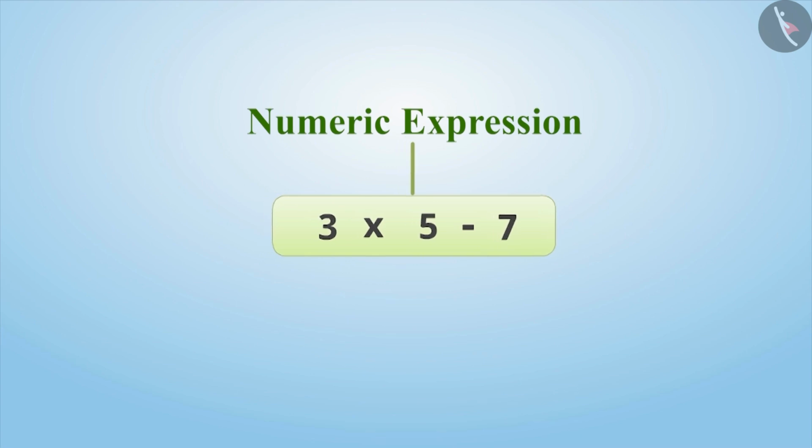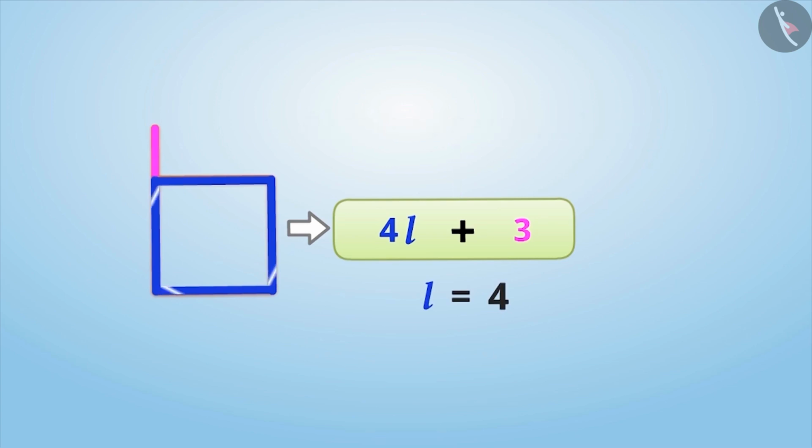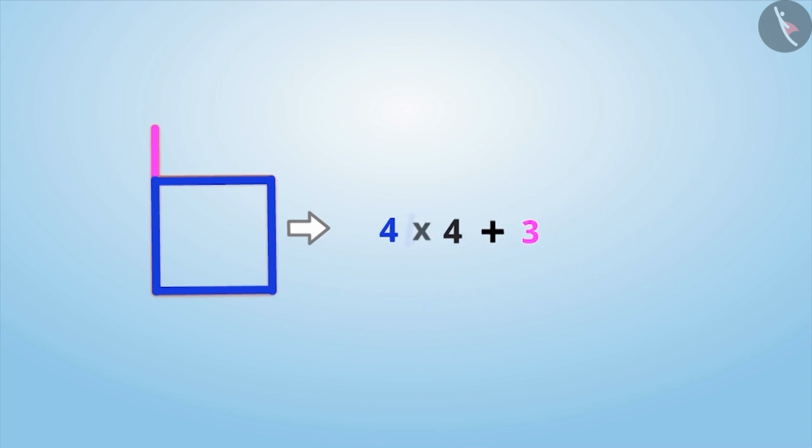But when we talk of variables, then their values are not fixed. And so for this reason, their values cannot be obtained. But one point here is definite, that if the value of the variable is given, then the value of the algebraic expression can also be obtained. For example, if the measure L is 4 cm, then we can substitute this value in the algebraic expression and solve it. This will give us the length of the wire as 19 centimeters.